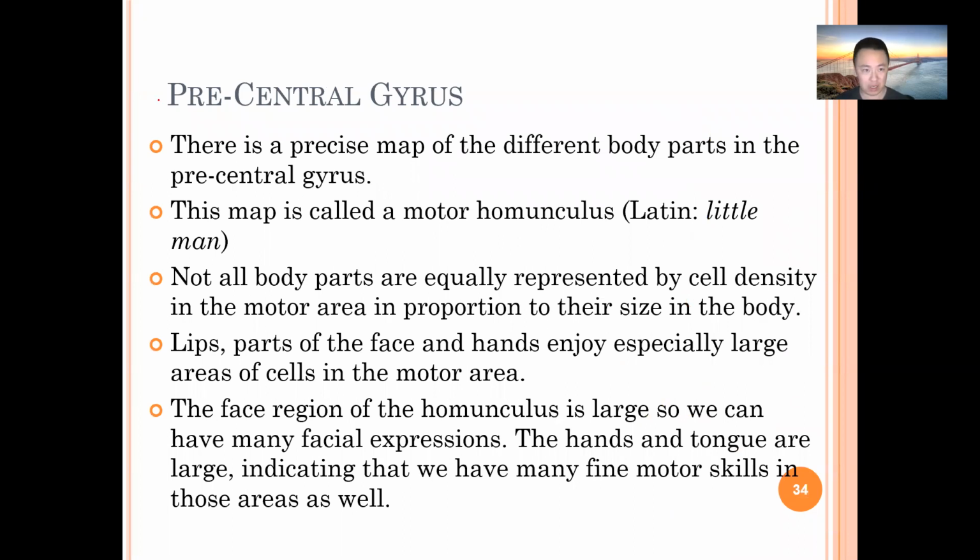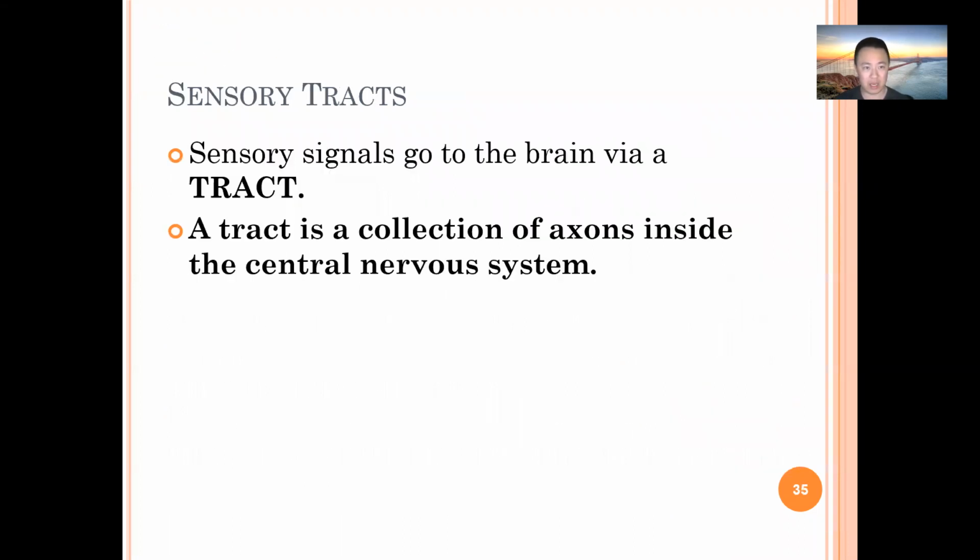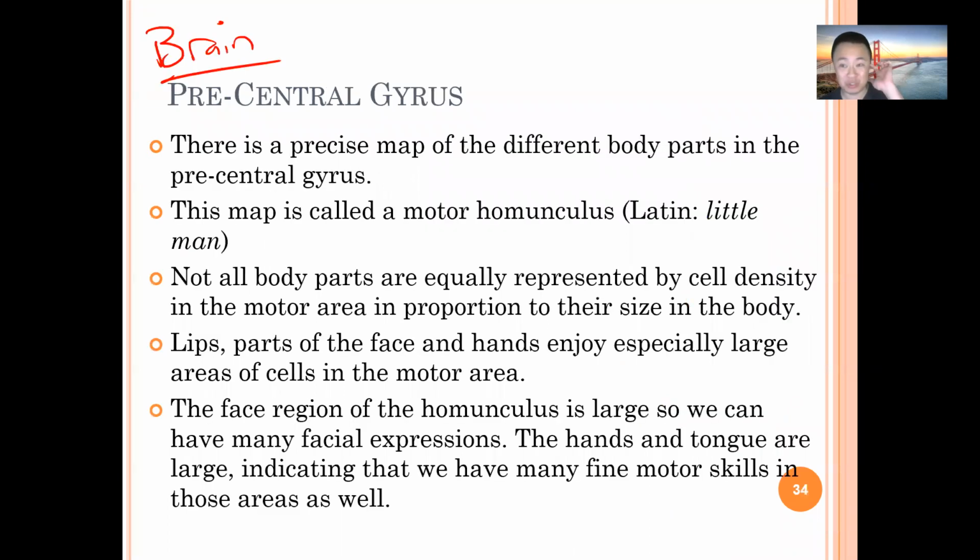Now, in the brain, you have the precentral gyrus. There is a precise map of the different body parts in the precentral gyrus, and this map is called the motor homunculus, or little man. Not all the body parts are equally represented by cell density in the motor area in proportion to their size in the body. The lips, part of the face, and hands enjoy especially large areas of the cells in the motor area. The face region of the homunculus is large, so we can have many facial expressions. The hands and the tongue are large, indicating that we have many fine motor skills in those areas as well.